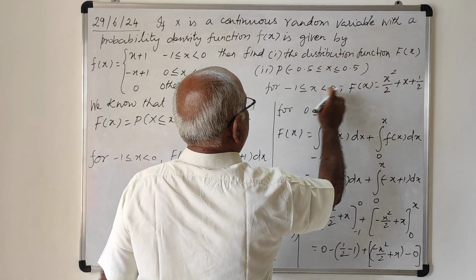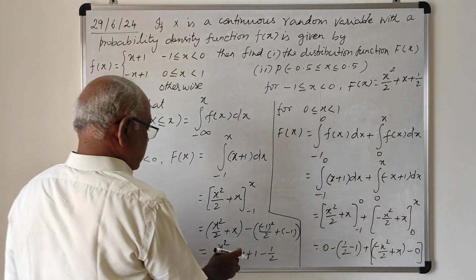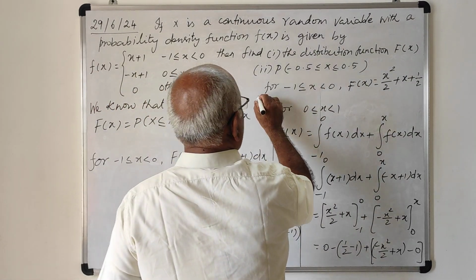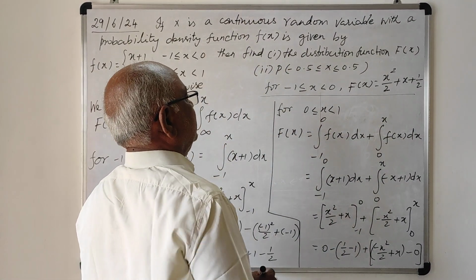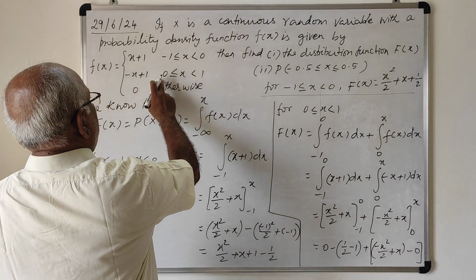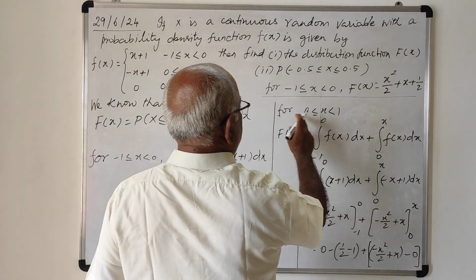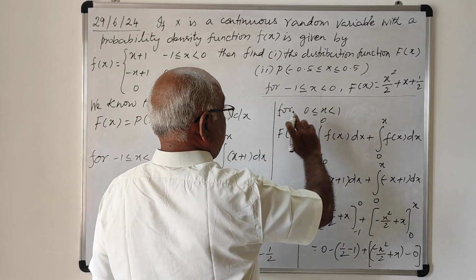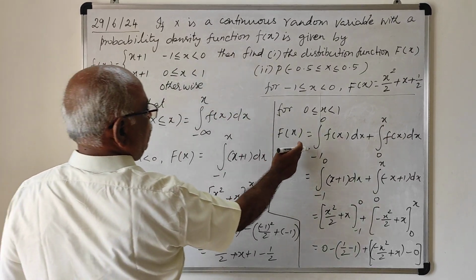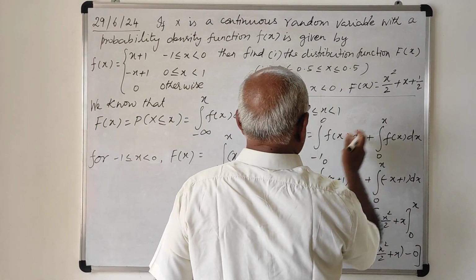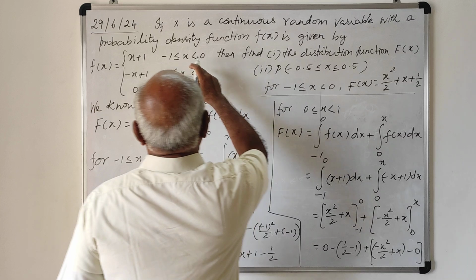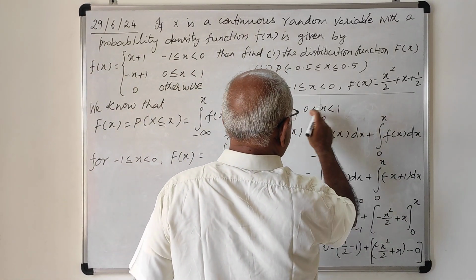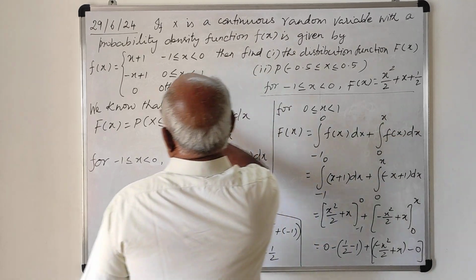So F of x for minus 1 less than x less than 0 is x square by 2 plus x plus 1 by 2. So this is your first part, capital F of x. And the second one, for x from 0 to 1, 0 less than or equal to x less than 1, the distribution capital F of x, you have to split into the interval minus 1 to 0 plus the interval 0 to x. First part, minus 1 to 0, you know f of x is x plus 1, plus the integral from 0 to x. In this interval 0 to x, f of x is minus x plus 1.